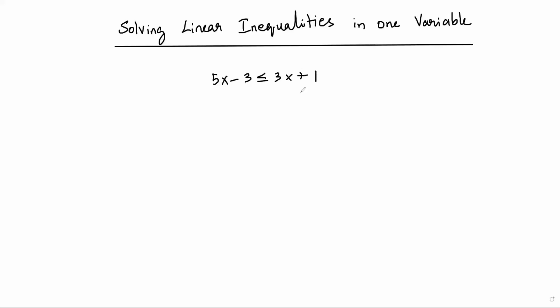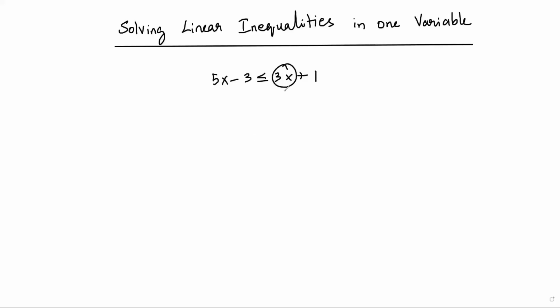Okay, in this inequality, we have only one variable, that is x, and also it is a linear inequality. But this time, we have variable on both sides of the inequality. So the variable has to appear on only one side of the inequality. Mostly we try to keep the variable on the left side. So we can try to get rid of the term 3x on the right side.